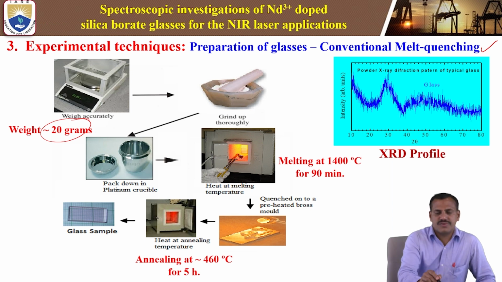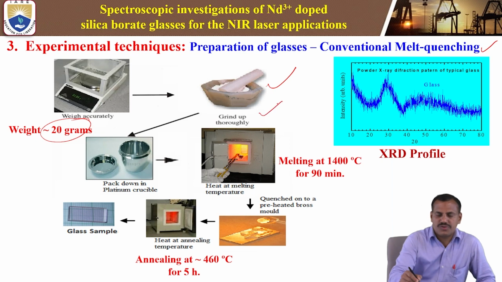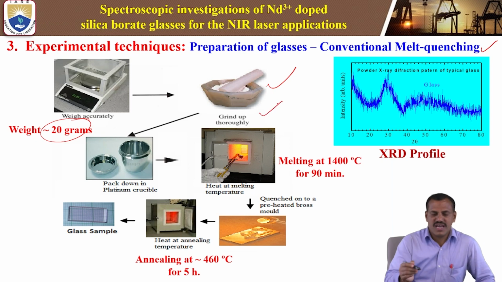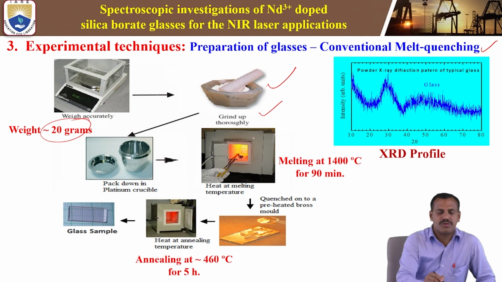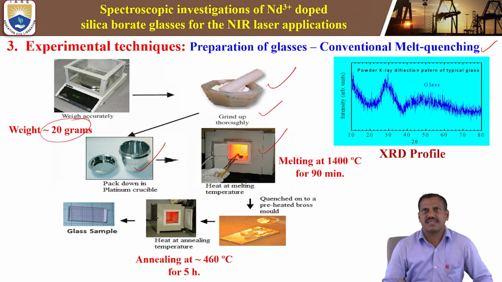After taking the chemicals, we put them into the agate mortar. In the agate mortar, we crush the powders from micro size to nano size and make a fine powder. After the fine granular powder is ready, we put it into a platinum crucible and cover it with a platinum lid. The complete chemical composition is kept in the platinum crucible. That is then kept in an electrical furnace at a melting temperature of 1400 degrees centigrade for a duration of 90 minutes.